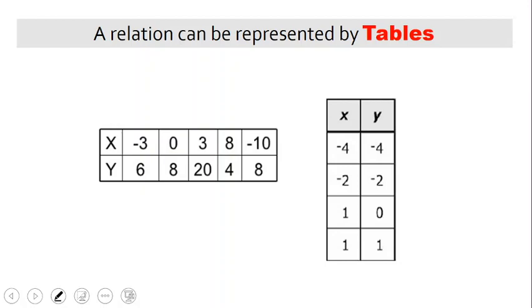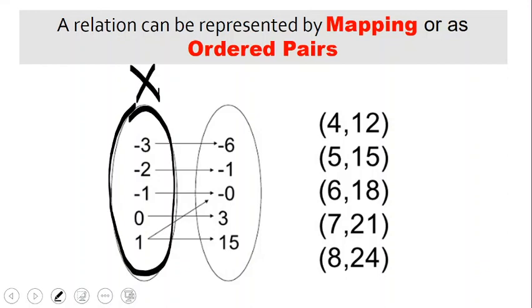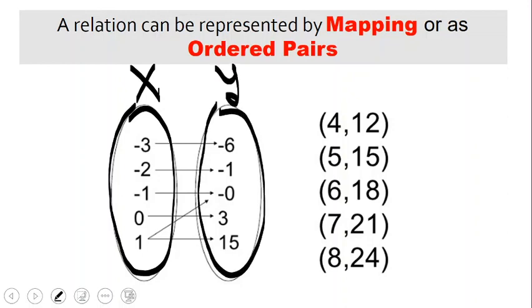We can represent a relation by tables. In this case, you see the input x's and the output y's. Each pairing of the input and output is represented in a table. You can also represent the relation by mapping. In this case, the first map represents our inputs, and the second mapping represents the outputs.